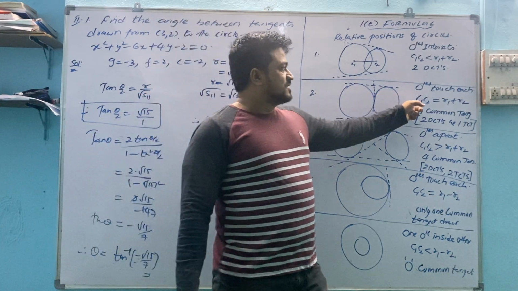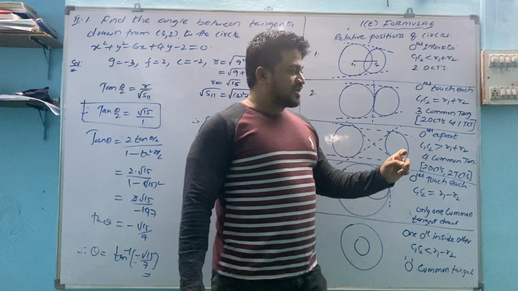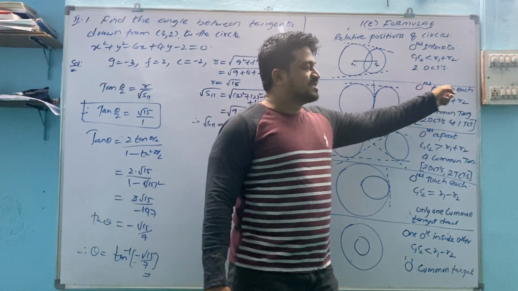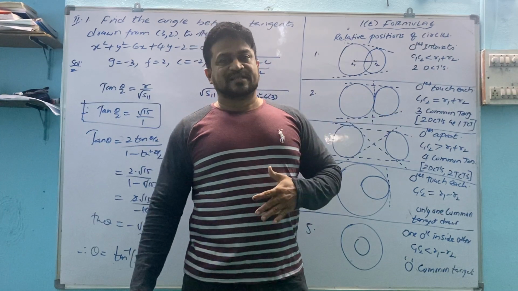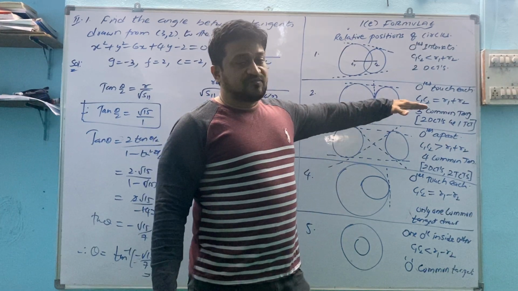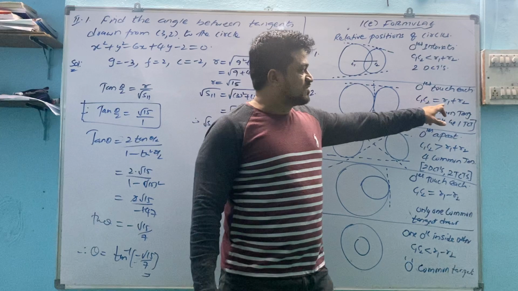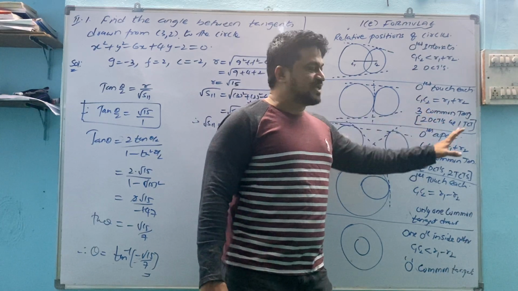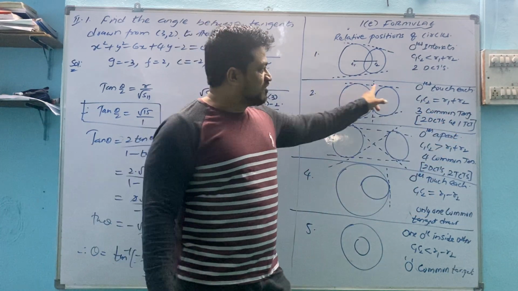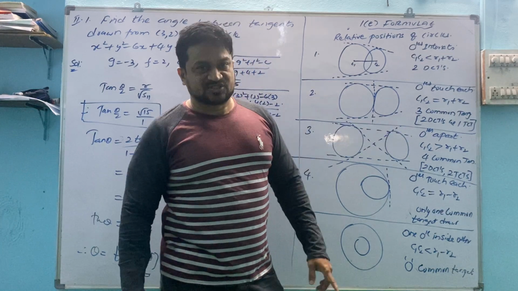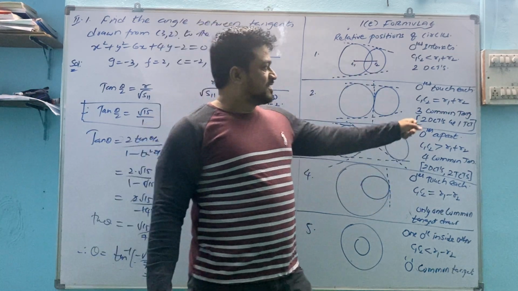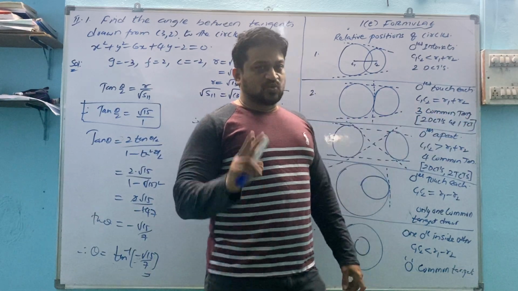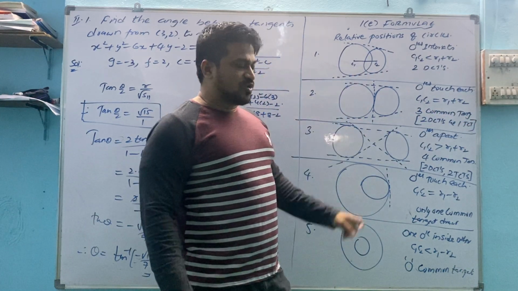Here C1C2 is equal to R1 plus R2. That time circles touch each other. What is that C1C2? What is R1 plus R2? That comes when I start the question. For now, you have to remember this one: C1C2 is equal to R1 plus R2. Then three common tangents can be drawn, out of which two are direct common tangents, where the tops are touching each other, and one is a transverse common tangent, TCT.